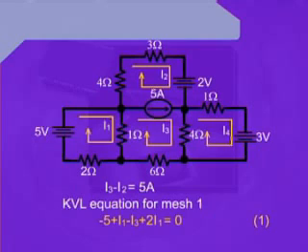Also, because the 1 ohm resistance is shared between mesh number 1 and mesh number 3, we have to write the factor due to the current in mesh 3, which is I3. And because I3 will be flowing through the 1 ohm resistance in the opposite direction to I1, we can write minus I3. Further passing on, we reach the 2 ohm resistance. Therefore, we write plus 2I1 and equate this to 0.